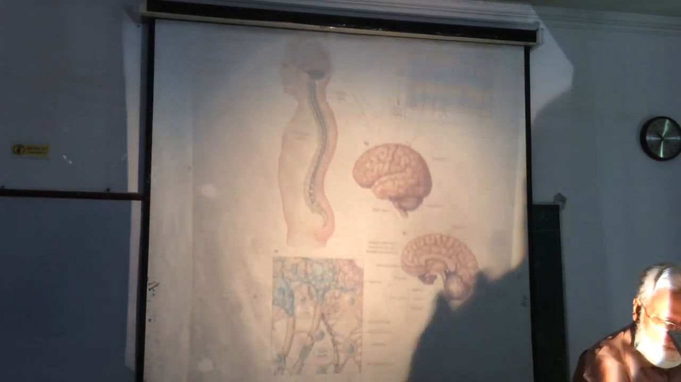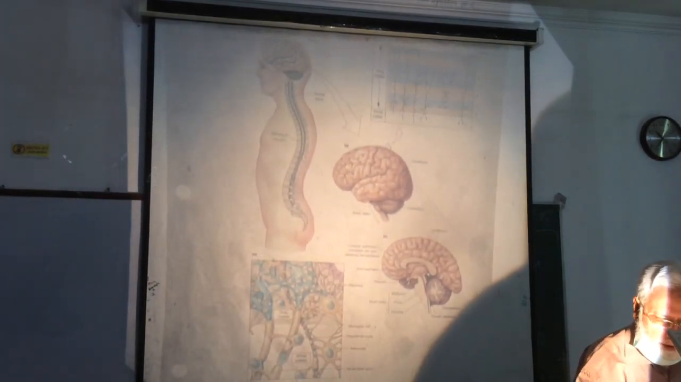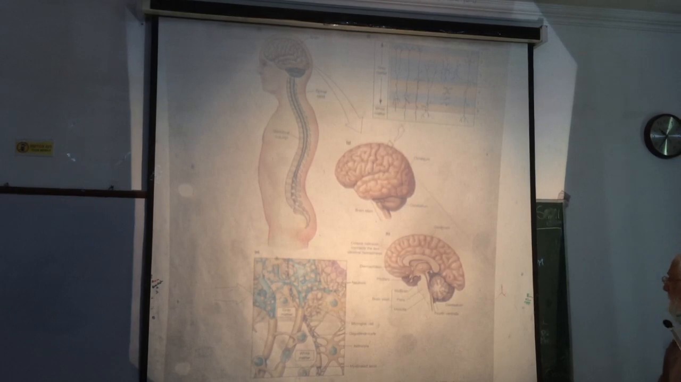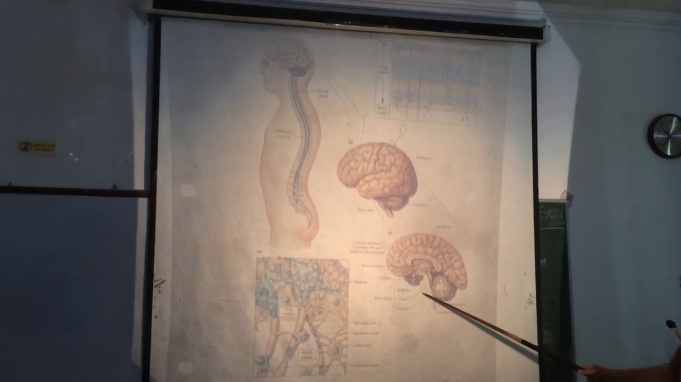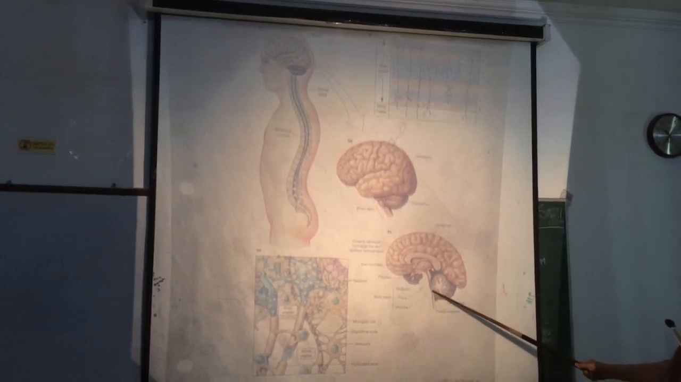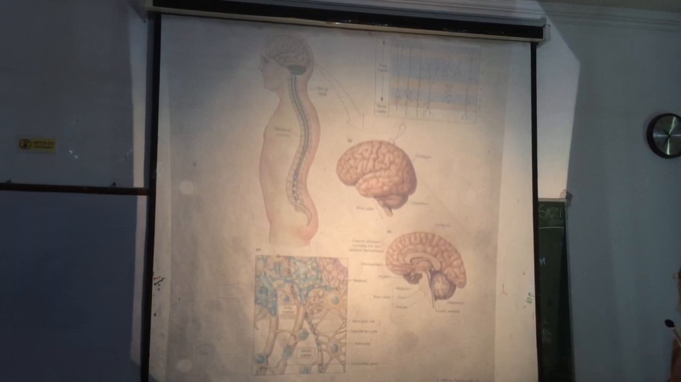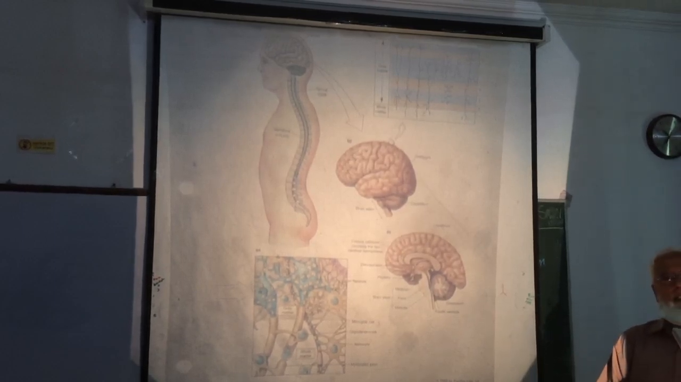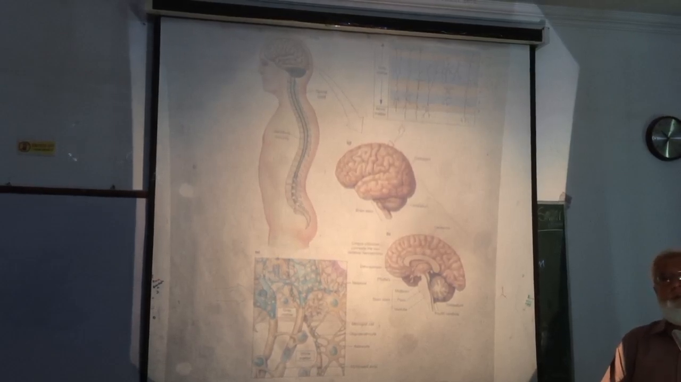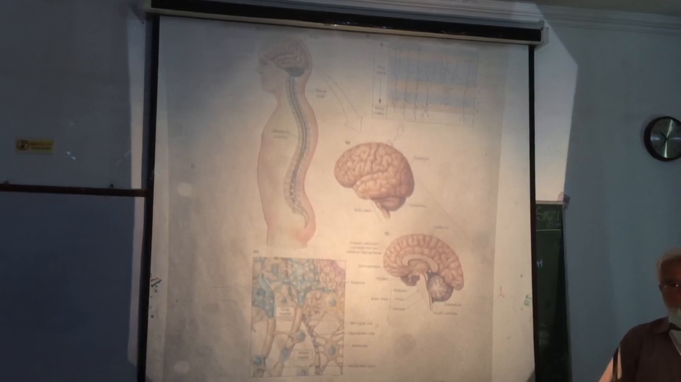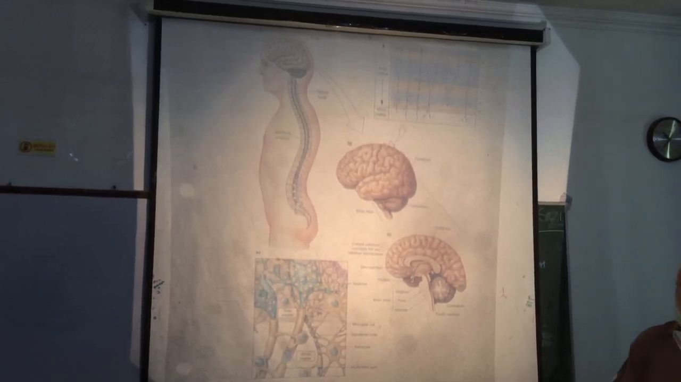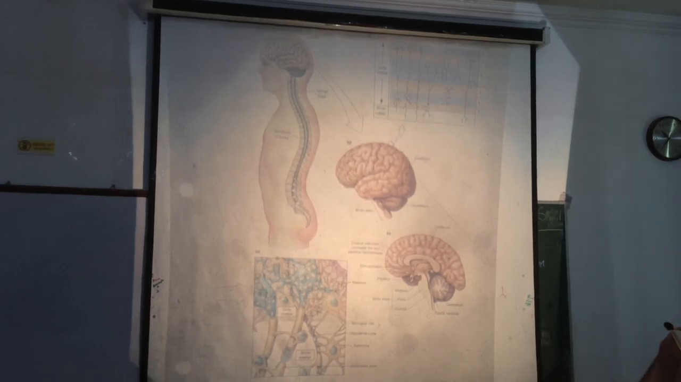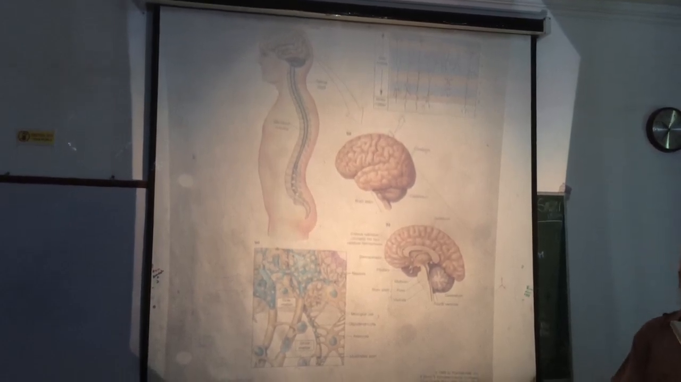It connects the medulla with the midbrain. This is the pons. It connects the medulla oblongata with the midbrain. Pons means bridge. Pons is connected to the cerebellum through the middle cerebellar peduncle.